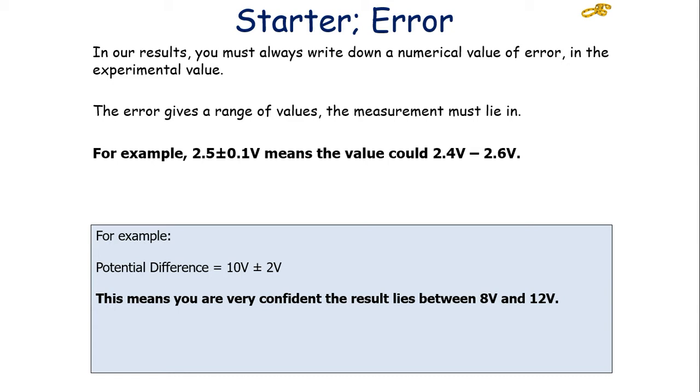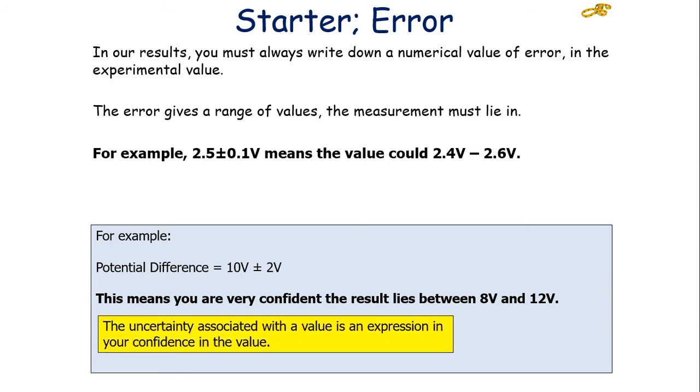This error gives you a range of values that the measurement must lie in. So, for example, if we say an answer is 2.5 volts plus or minus 0.1 volt, this tells you the value could lie between 2.4 volts and 2.6 volts. So it also indicates the confidence you have in the values that you have. What that means is that if, for example, you say the potential difference is 10 volts plus or minus 2 volts, this tells us you are very confident that the result lies between 8 volts, 10 minus 2, and 12 volts, 10 plus 2.